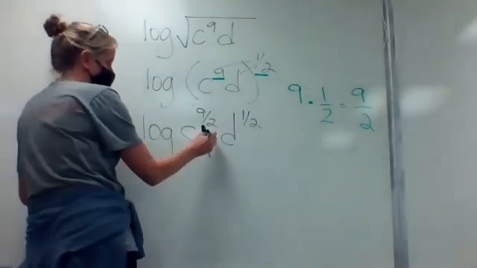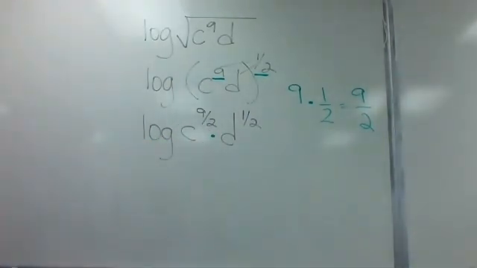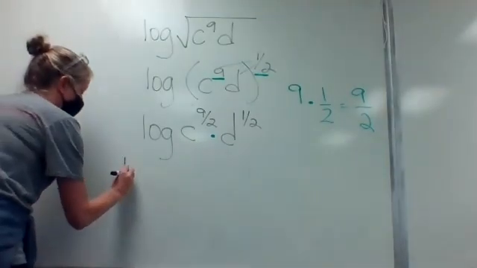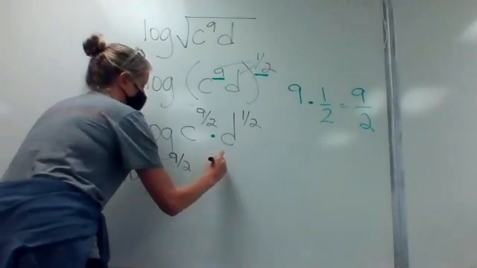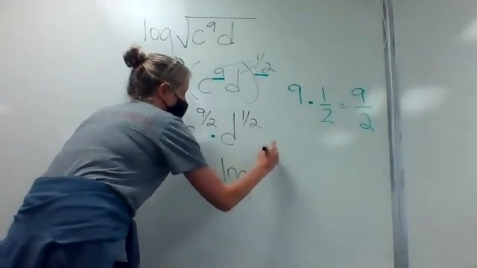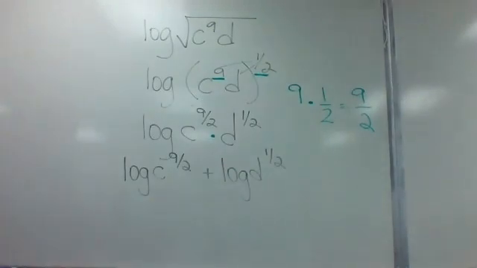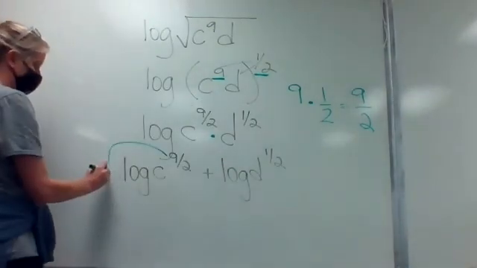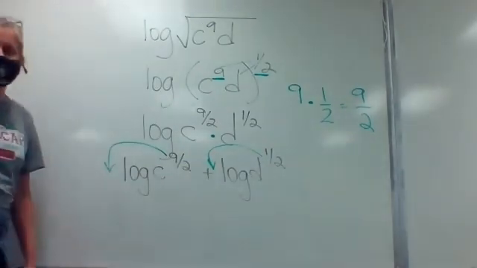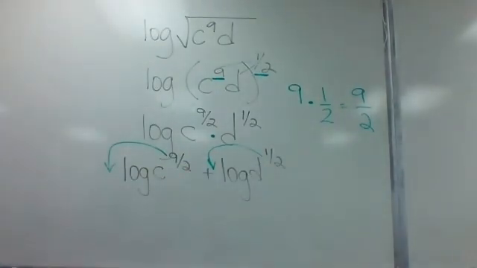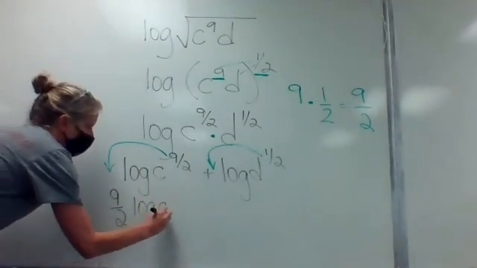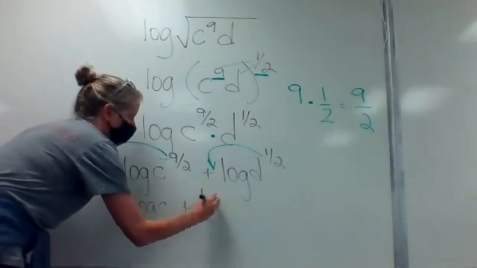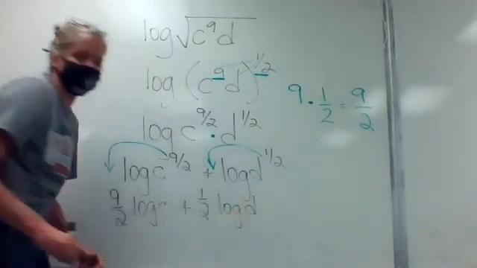Now, what is this going to be rewritten as? Those are multiplied together, so I'm going to rewrite those as the sum of those two logs. So log of c to the 9/2 plus log b to the 1/2. And what's the last step? Bring down your exponents. So I've got 9/2 log c plus 1/2 log b.